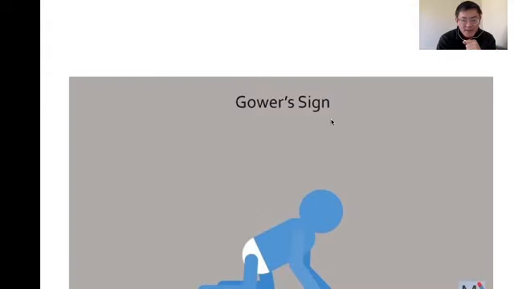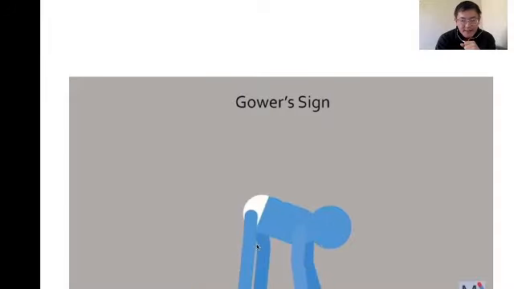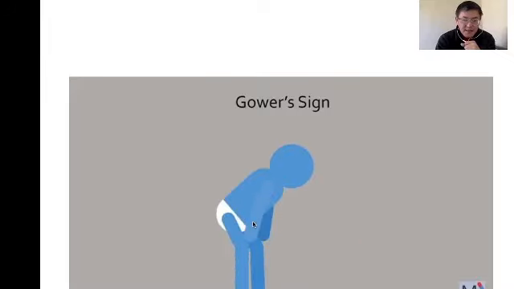This is Gowers sign. The patient cannot stand up with their legs. They need their arms or hands to push on the ground to elevate the upper trunk, and then they need their legs to elevate the lower trunk. So finally they can stand up. That's because their legs are weak, so they need the arms and hands to help them stand up.